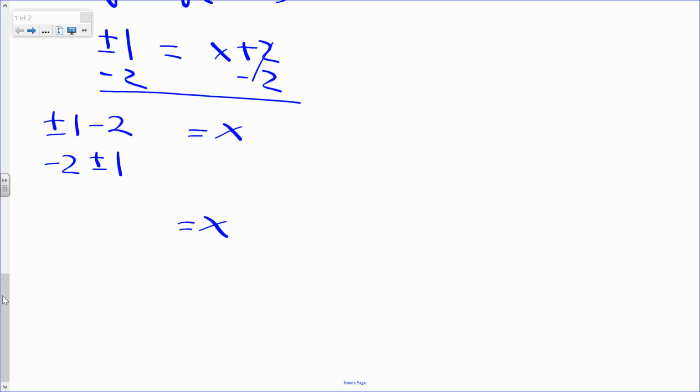All right, so look what I'm going to do. I'm going to separate them both out. Negative 2 plus 1 and negative 2 minus 1. See, I separate them out. There's two solutions here, the plus and minus.